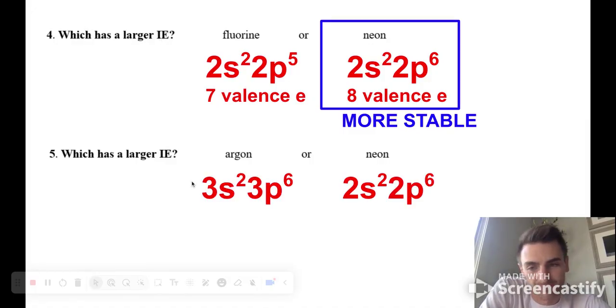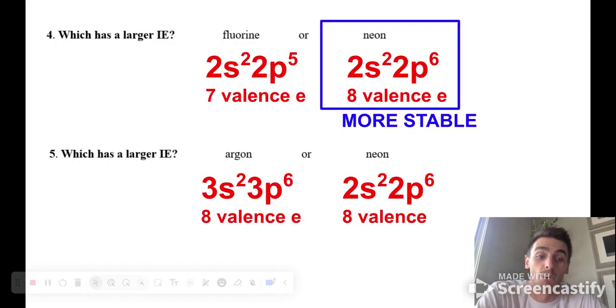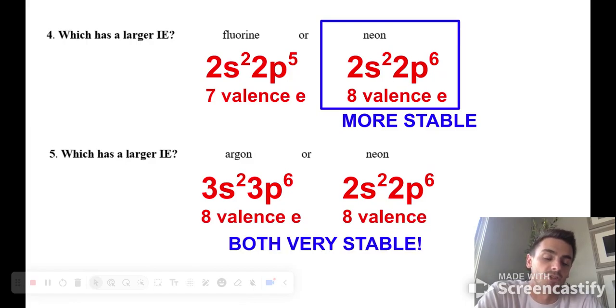Okay, the last one. Which one has a larger ionization energy? Harder to steal from. Argon and neon are both noble gases. So we see those full octets. They're both very hard to steal from. So now this is that other trend going up and down. Both of these have 8 valence electrons. They're both very stable. They're both very hard to steal from. So what we have to think about now is that shielding.